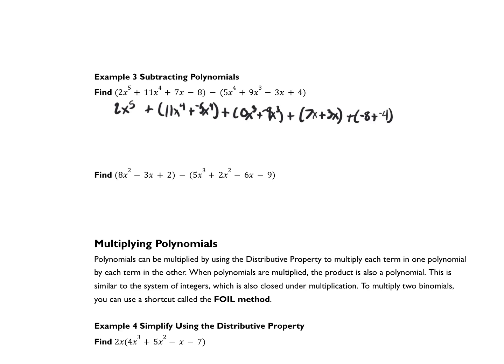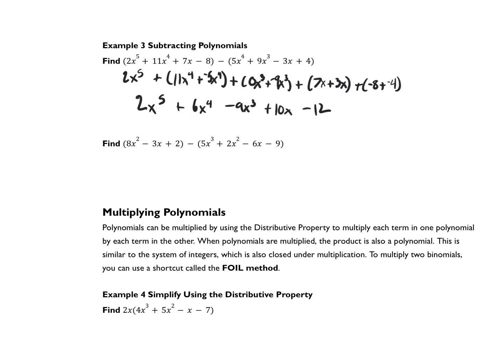All right, so in simplifying this, we got 2x to the fifth. 11x to the fourth minus or plus negative 5x to the fourth is 6x to the fourth. Then I've got 0x to the third plus negative 9x to the third. So that's going to be minus 9x to the third. I got 7x plus 3x, so that's plus 10x. And then I've got negative 8 plus negative 4, so that's minus 12. So that is our final answer there. 2x to the fifth plus 6x to the fourth minus 9x third plus 10x minus 12.